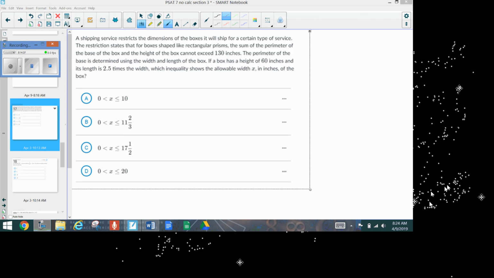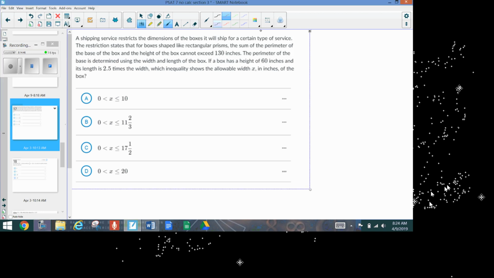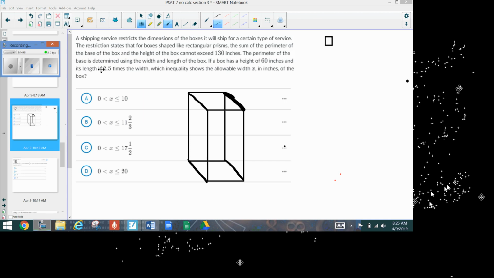So the restriction states that for boxes shaped like rectangular prisms, let's try to make a rectangular prism here. The perimeter of the base of the box is determined using the width and length of the box.